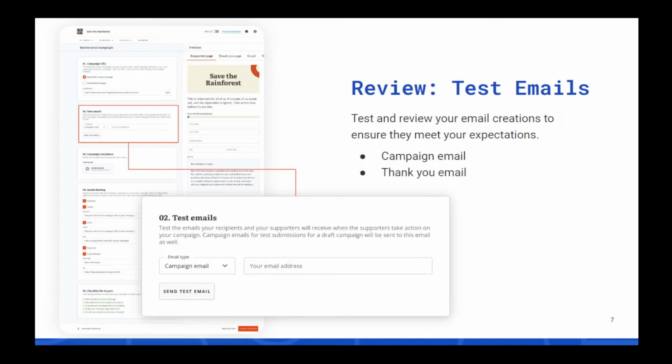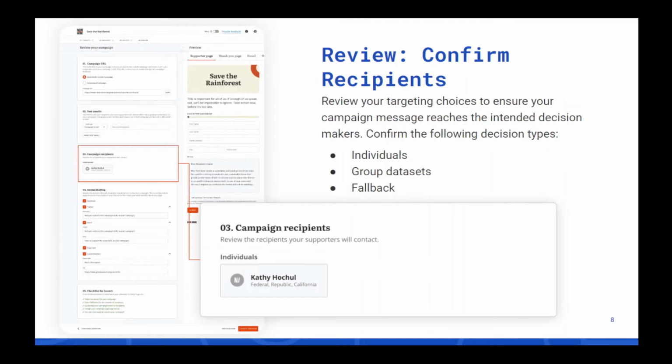Next, this is where you can go through the emails that you'd seen us building earlier, where you're writing a campaign message to your decision makers, or creating a thank you email to thank your supporters for taking action on your form. This is where you can send test emails to your email address. The tests you can make are a campaign email or a thank you email, so you can see what it looks like when your decision makers or your supporters receive that email. Then next is double checking that you've selected the right recipients, what individuals or what groups. So say you want to select all of Parliament to hear out your campaign, that's where you can go in and review it here.